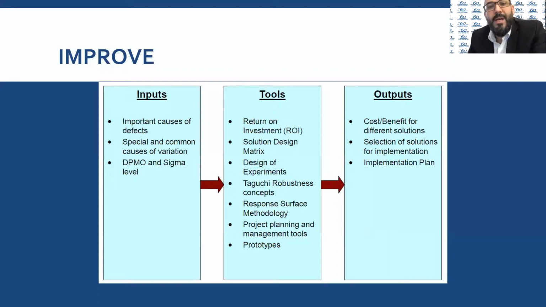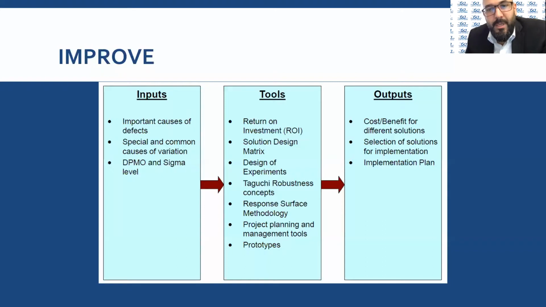As a result of this improvement phase, what would be the result? You will have the cost benefit for different projects, for different solutions. You'd say, okay, if I select option A, this is what's going to happen. This is option B, this is the rate of return. Option C, this is the payback period. So you will have some data to pick from.